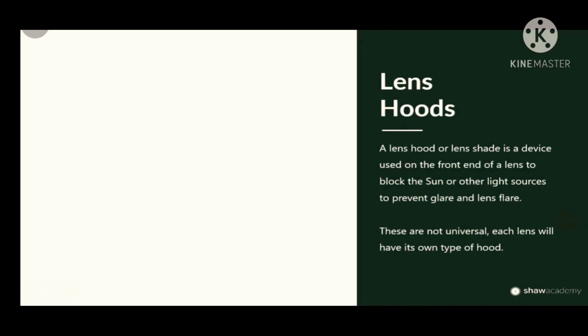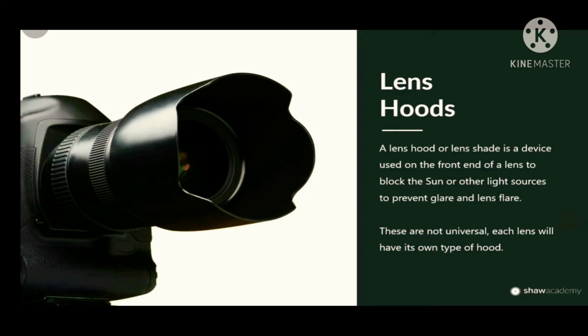Now, the final component to have a look at is an optional one, which is our lens hood. A lens hood is very, very simple, very straightforward. It's simply a device that's using the front end of the lens to block out the sun and other light sources to prevent any glare or lens flare. These are not universal, though. You will have to check for your own lens. Usually they will come packaged with any brand new lens, but if you're looking to buy one online, you need to make sure you're getting the correct one for your brand of lens.